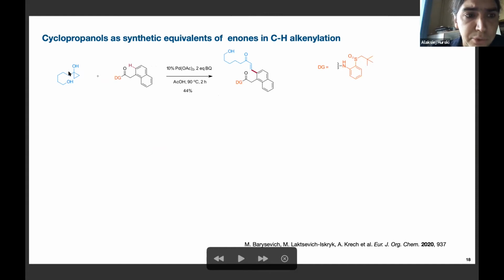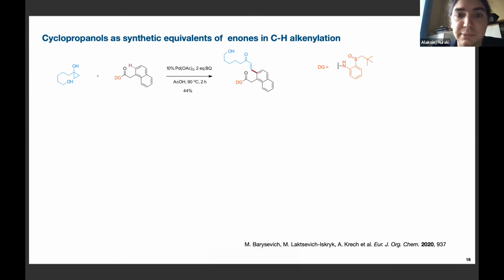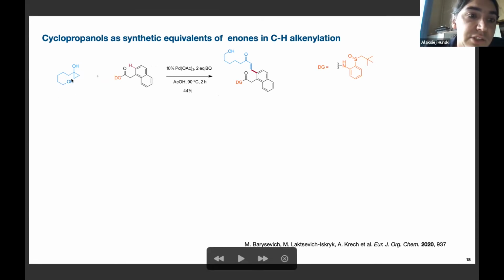We used this cyclopropanol, which bears an unprotected hydroxyl group. This functional group was tolerated under the reaction conditions. It reacts with the aryl acetic acid modified with the directing group we've developed. In the presence of catalytic amounts of palladium acetate and the oxidant benzoquinone, in acetic acid at 90 degrees Celsius, we obtained the product in 44% yield.